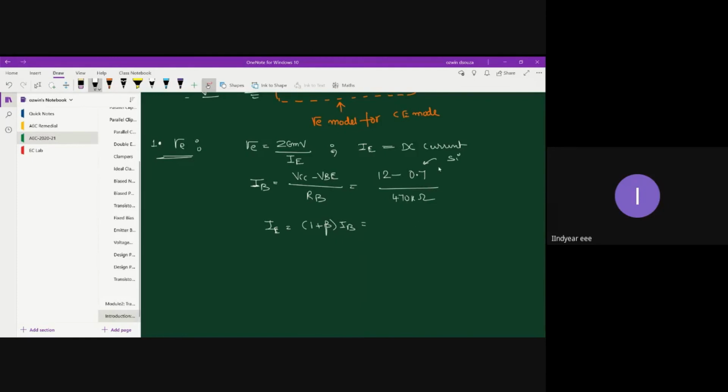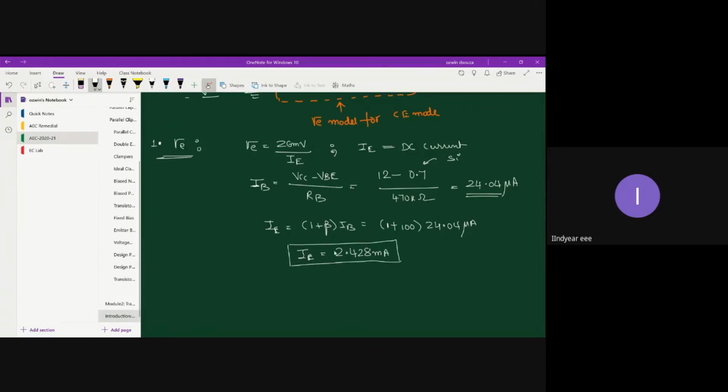So what do you get IB as? Do you get closer to 24 microamperes? Did anyone get it? Nirja, are you getting it? Yes, sir. Okay, fine. So IB is 24, and what is IE? So it is 1 plus 100 into 24.04 microamperes. So it is about 2.4 milli. So 2.428 milliamperes. So IE is 2.428 milliamperes.